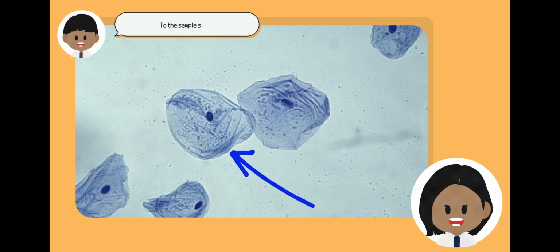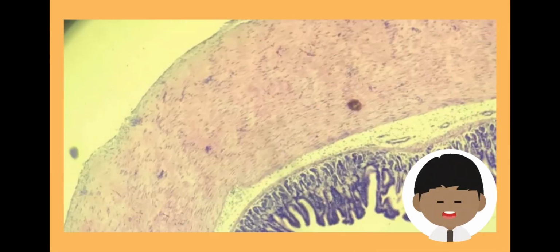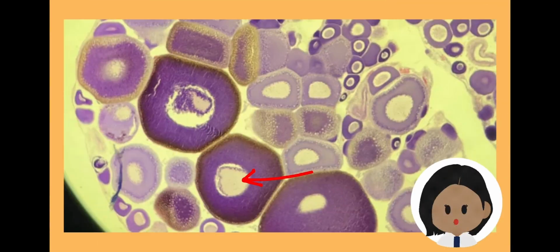Now that we've seen that, let us move on to the sample slides. Here we have the fusiform or the spindle-shaped cell. The dark spots that you see in the picture is the nucleus of each spindle cell. Up next is the spherical shaped cell. This right here is the nucleus. Meanwhile, the substance around the nucleus is the cytoplasm, and the outline is the cell membrane.